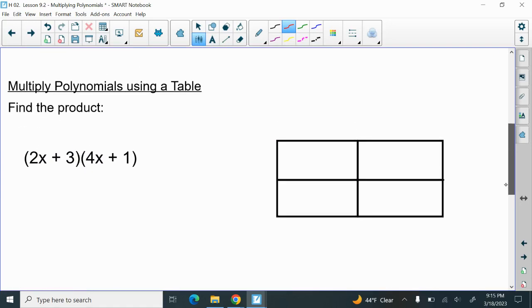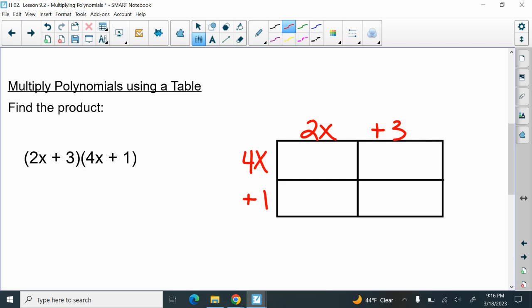We're now going to look at multiplying polynomials using a table. So we're multiplying 2 binomials here because we have 2 polynomials that both have 2 terms. So I'm going to put my 2x plus 3 on the top, and then I'm going to put my 4x plus 1 going across the side. So again, each term in that binomial has its own box. And this is just going to help us now to do that multiplication.